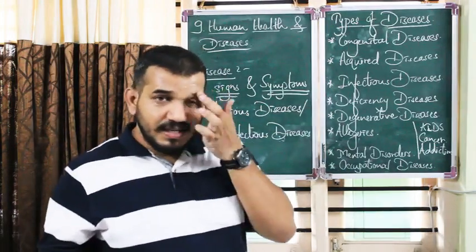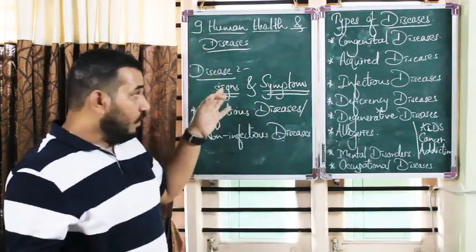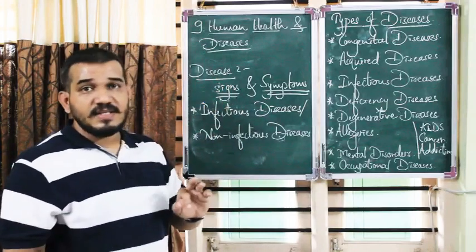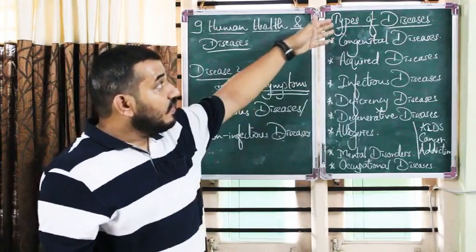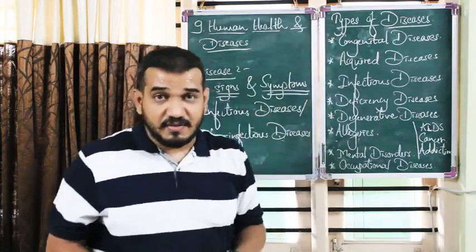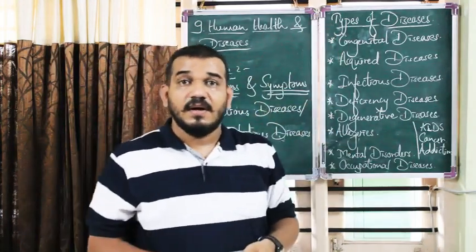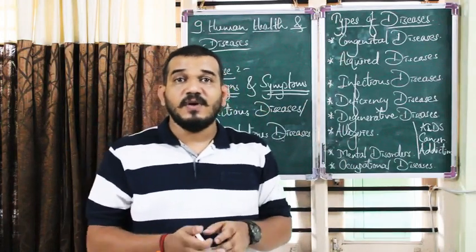So I hope this is clear: what is disease, what are different types of diseases, what is the difference between signs and symptoms, and various diseases we have also seen in this class. I hope you are clear with this.